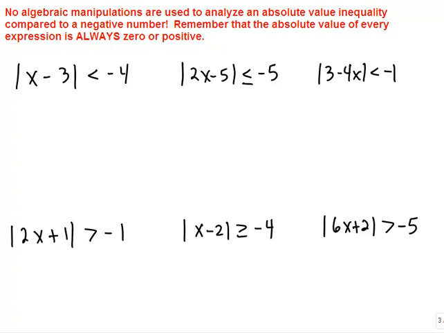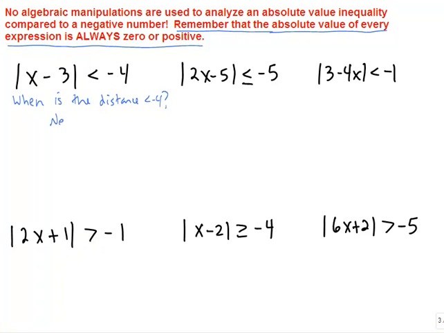What you want to remember is that an absolute value measures a distance, and every distance is always 0 or positive. You can't have a negative distance. So if I look at this next example, when is the absolute value of x minus 3 less than negative 4? This is basically saying when is the distance less than negative 4. Well, a distance can't be less than a negative because a distance is either 0 or positive. So this can never happen. So for our answer, we would just write no solution.